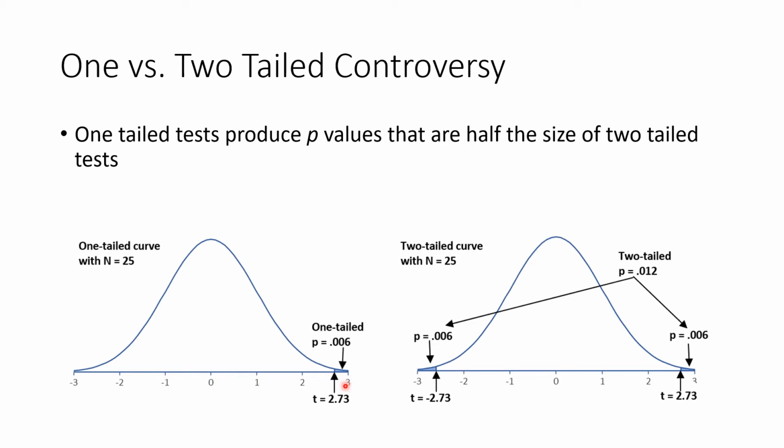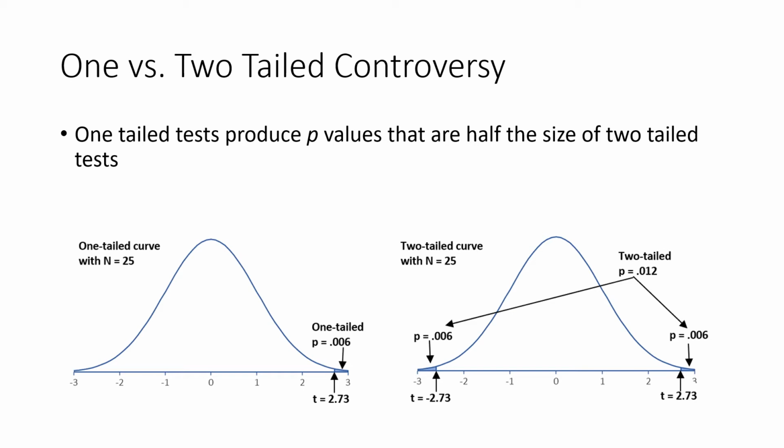Now, if you're using a two-tailed test and you still computed a 2.73, that's the obtained t that you got. The two-tailed test is going to tell you the probability of getting something as far as 2.73 away on either end. So you would still have the 0.006 on the positive tail, but you're also going to add in the 0.006 on the negative tail and combine those to give you a two-tailed probability.